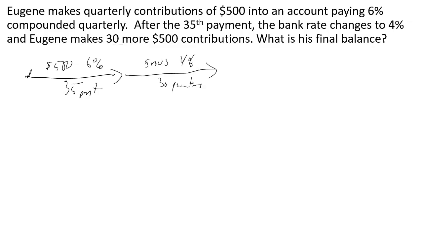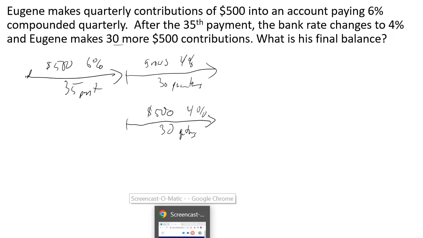Meanwhile, while that chunk of money is just sitting there growing, we have a new chunk of money starting at the same time, because he's making additional $500 payments now at the 4% rate for the 30 quarters. So we've got three phases or chunks of money going on. Let's see if we can figure these out.